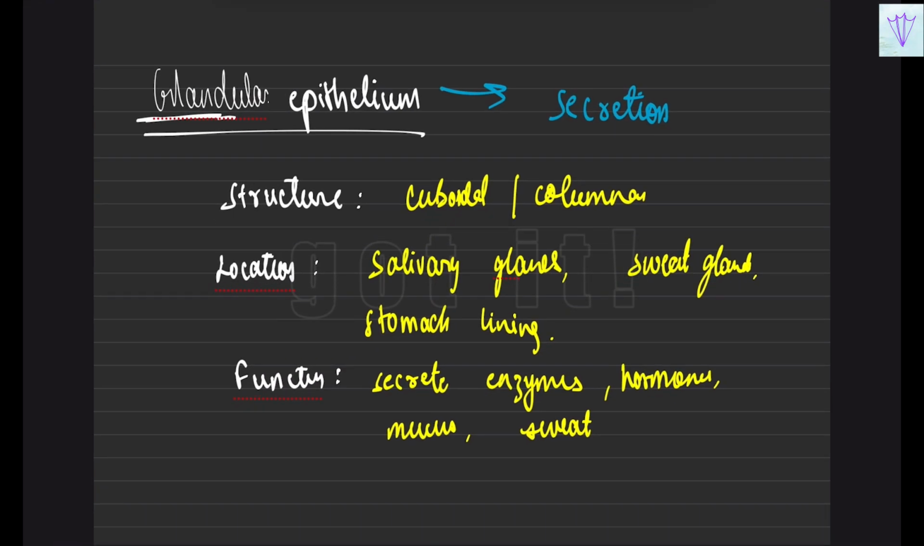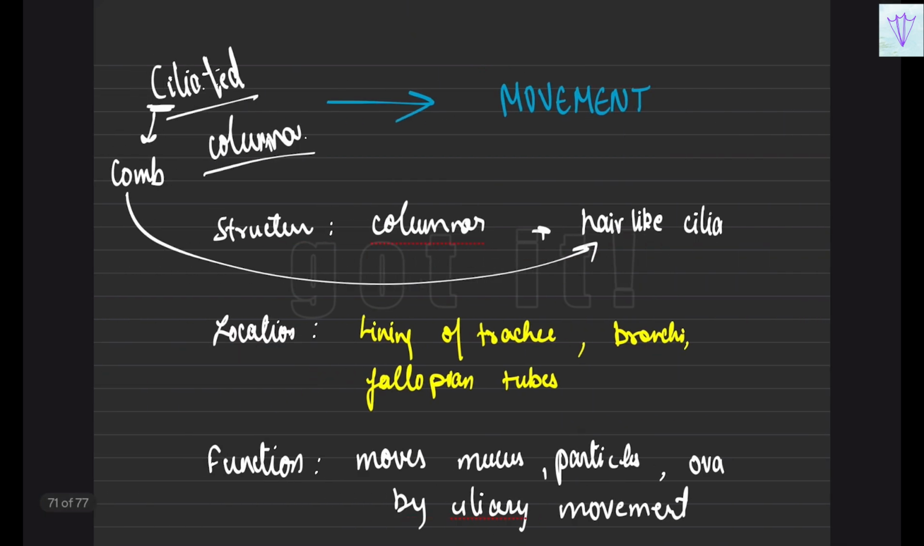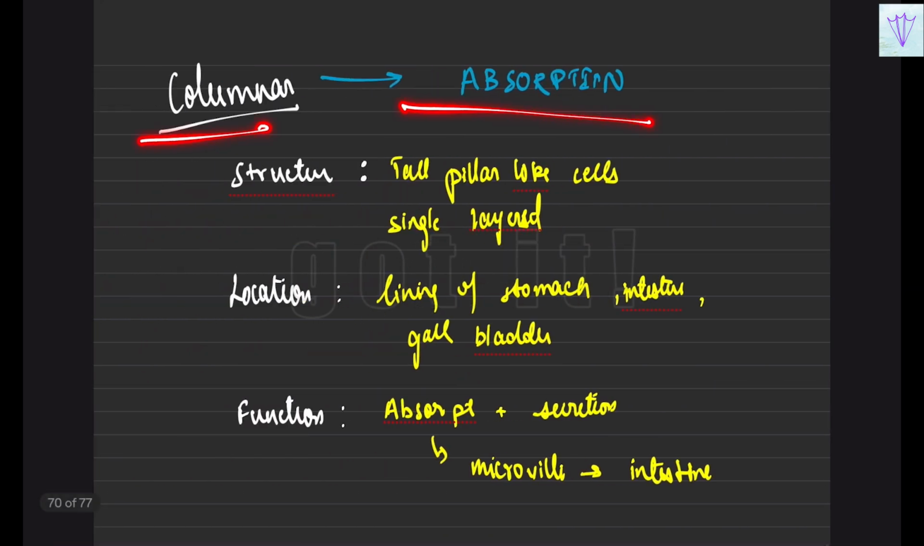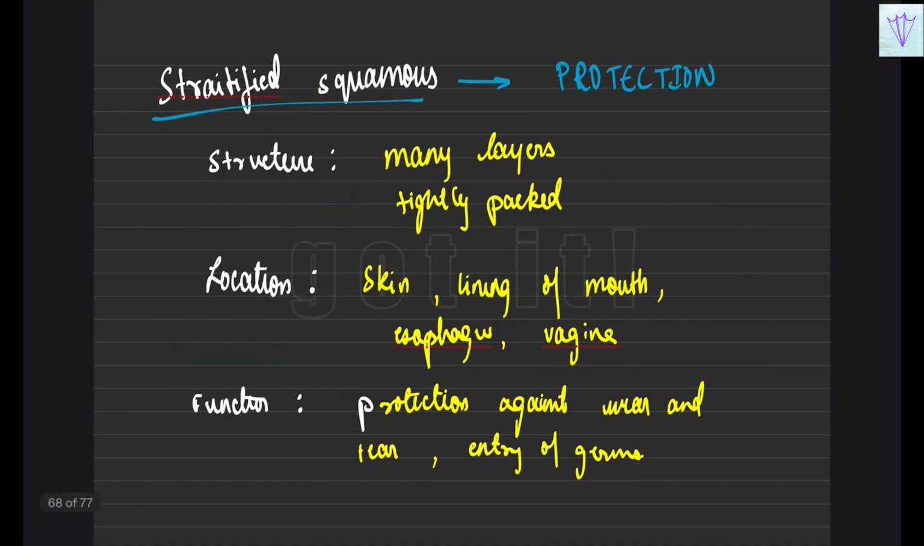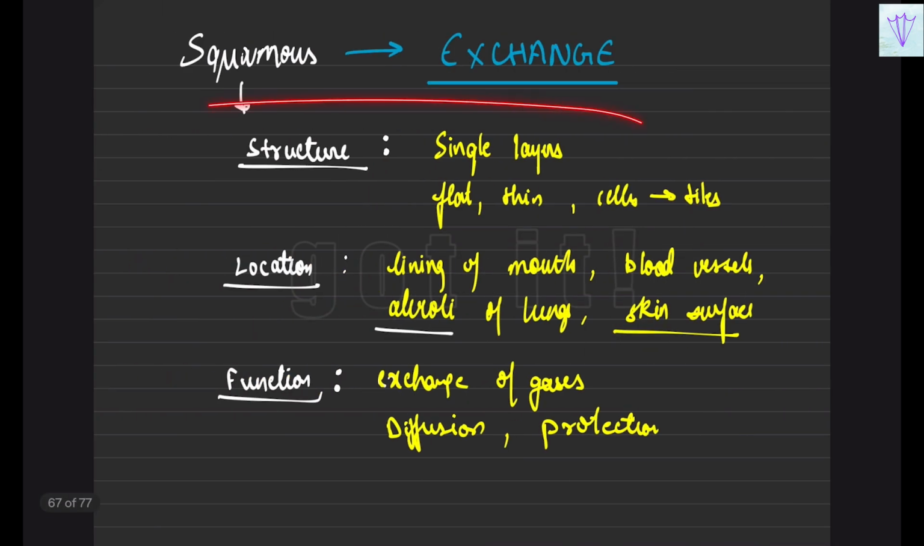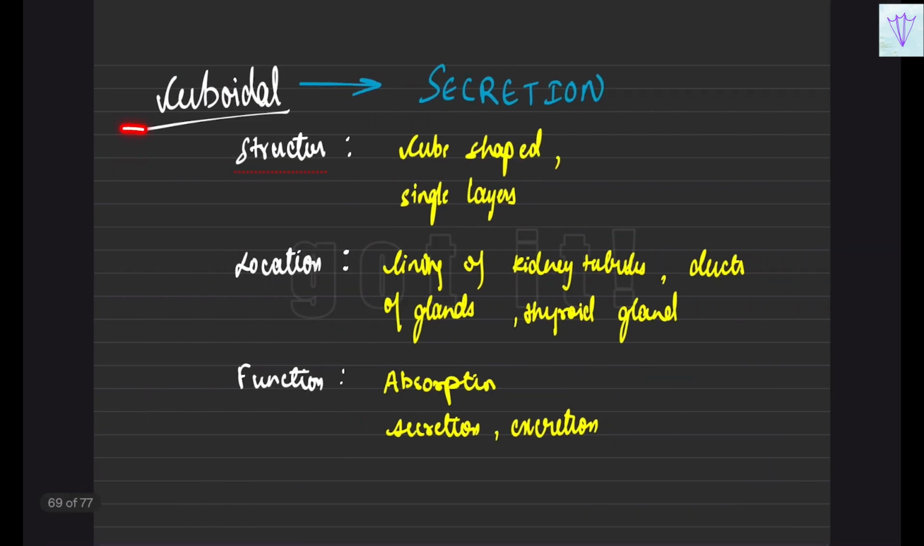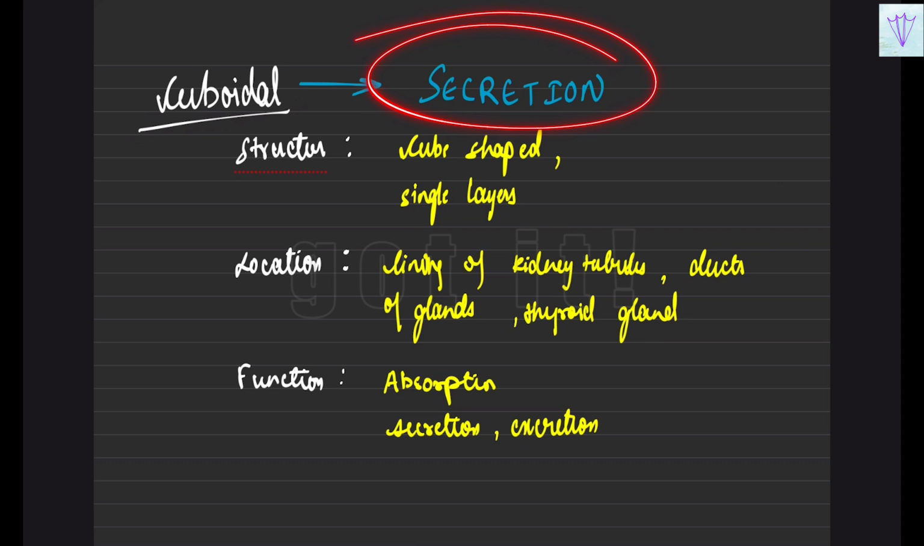So with this we have completed the epithelial cells along with the categories in this. The glandular epithelium, the keyword is secretion. The ciliated columnar, keyword is movement. Columnar is absorption. Cuboidal is secretion again. The stratified squamous is protection. And the squamous is for exchange. You can actually combine cuboidal and glandular, which are for secretion itself, because these cuboidal and columnar cells will be modified in order to secrete.